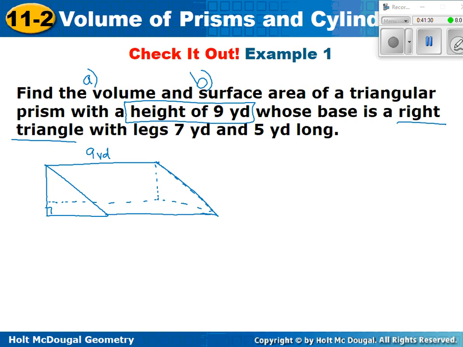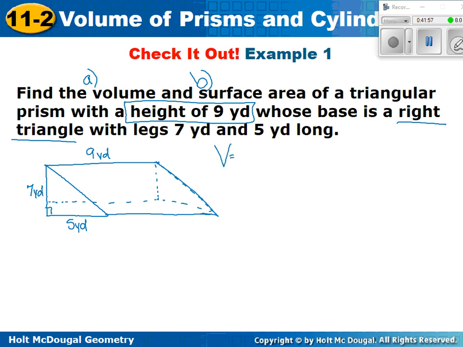Then it says you have a base that is a right triangle, and that base has legs 7 and 5. So where's the 7 and the 5 going to go? Okay, on the right triangle, but on the two legs that make the right angle. So one of them is going to be 7 yards, one of them is going to be 5 yards, and it won't matter which one's which. Okay, so the hardest part there was figuring out what my picture looks like and how to label it, and then we can start working the problem.